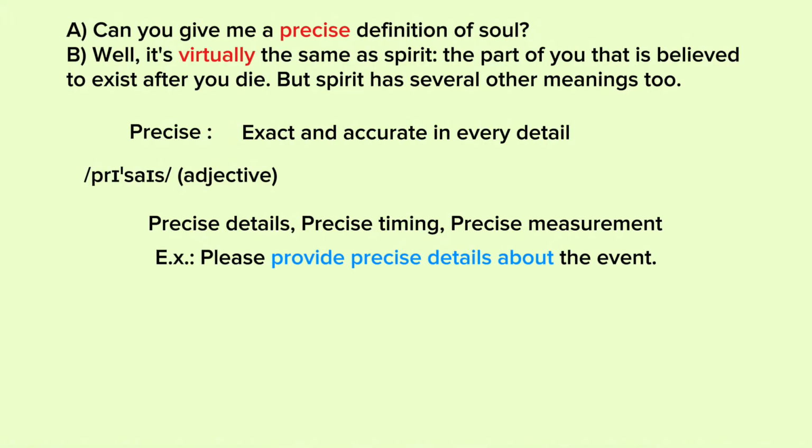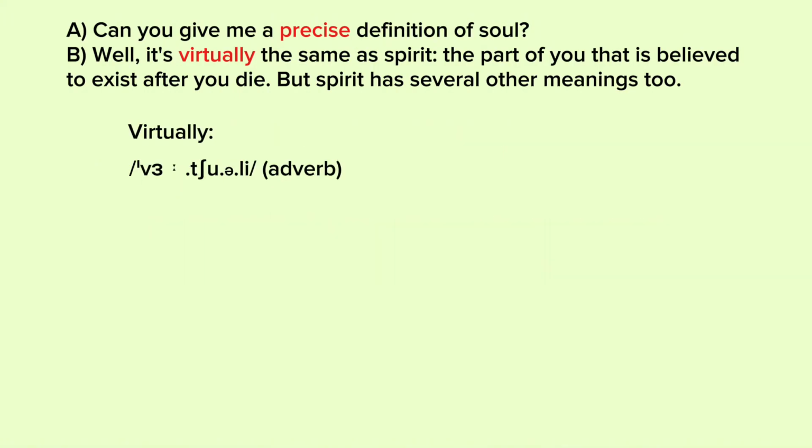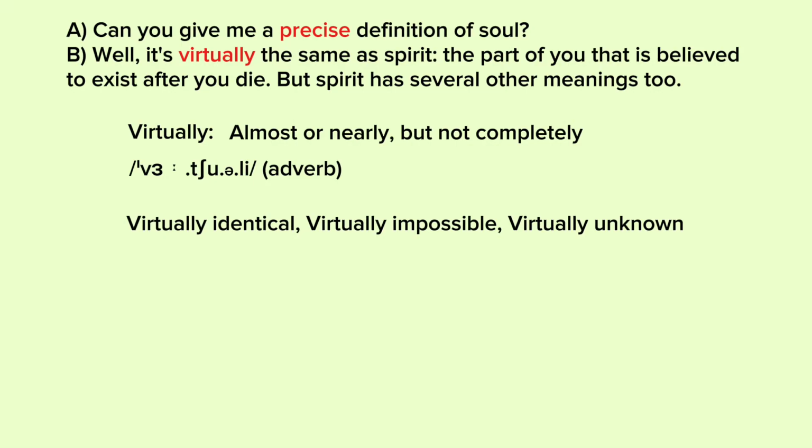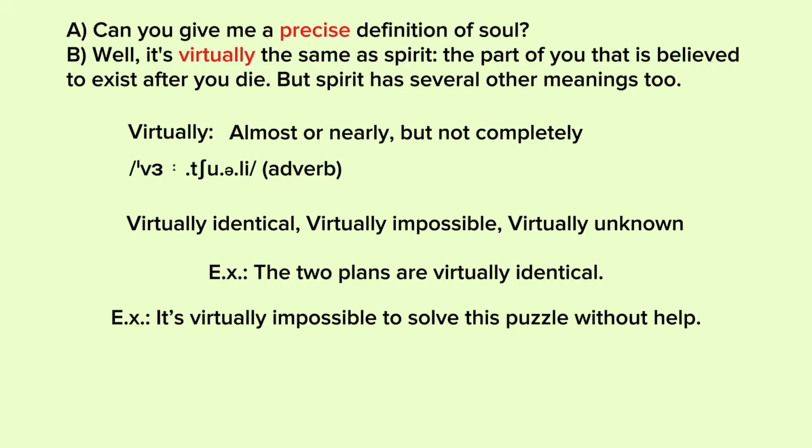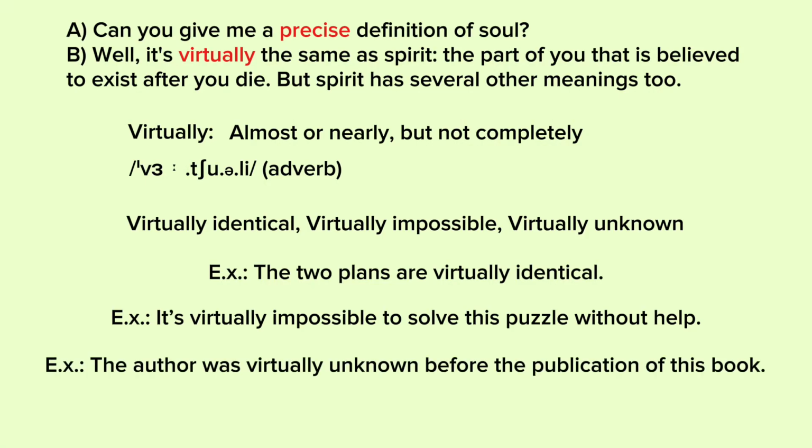The next vocabulary we've mentioned is virtually. Virtually is an adverb and it means almost or nearly, but not completely. Virtually identical. For example, the two plants are virtually identical, nearly identical, it means. Virtually impossible. It's virtually impossible to solve this puzzle without help. And virtually unknown. The author was virtually unknown before the publication of this work.